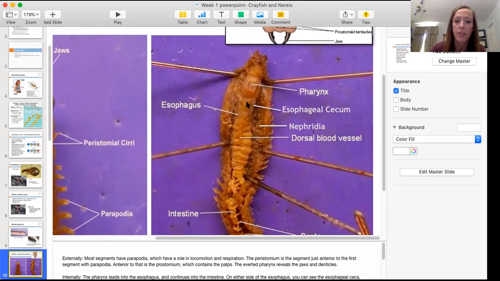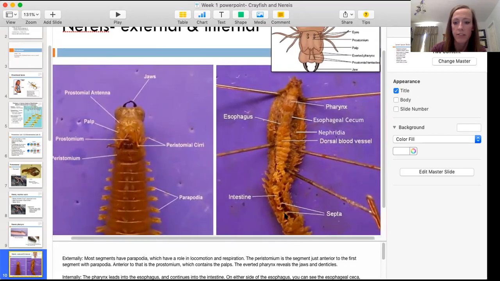Okay, and then if you follow the esophagus back, you'll see the intestine. So the rest of the body, if you go down the whole rest of the body, the intestine will travel through there until it gets to the anus. And then just on top of the intestine is the dorsal blood vessel. If you pull up the intestine and look underneath it, you'll see the ventral blood vessel as well.